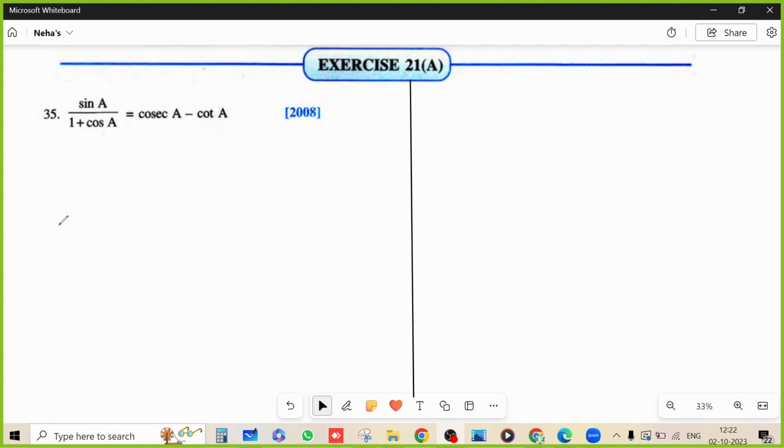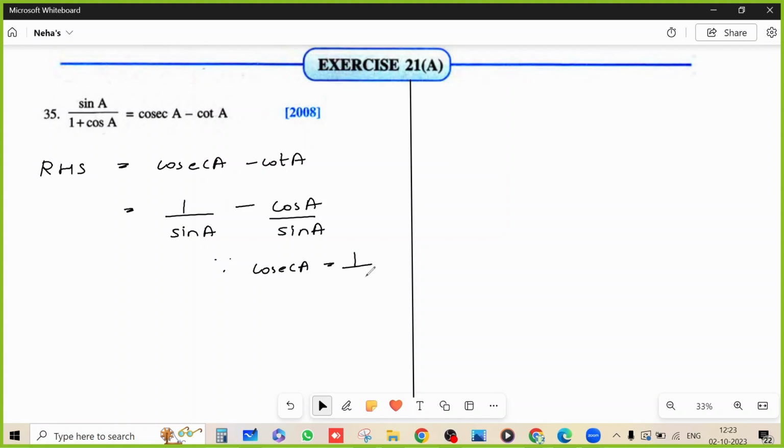Now let's begin with question number 35. The right hand side of this question is given as cosec A minus cot A. Now cosec A can be written as 1 upon sin A, and cot A can be written as cos A divided by sin A. This is because cosec A is equal to 1 upon sin A and cot A is equal to cos A divided by sin A. Now we will take the LCM. This will become 1 minus cos A divided by sin A.